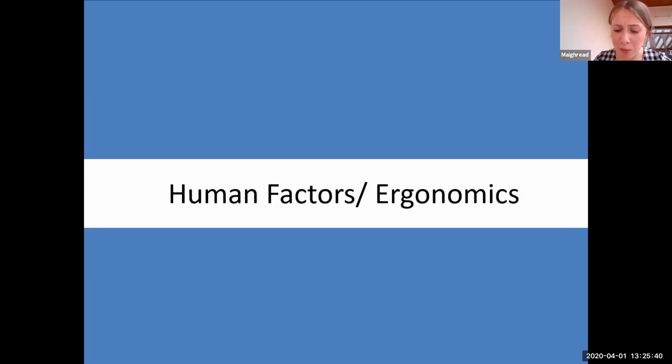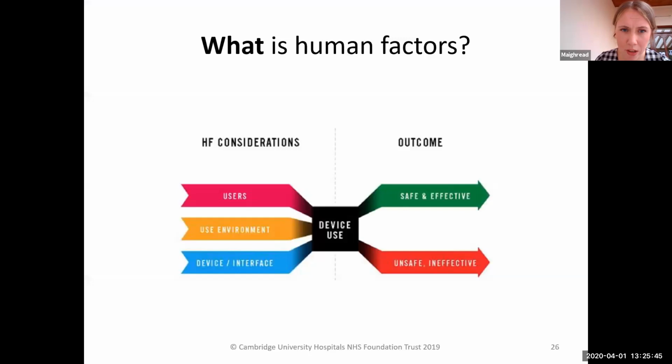Okay, so I'm now going to talk a little bit on human factors and how that comes to play in our work. So what is human factors? It's quite simply where you consider who your user is, where your device is going to be used, and how that user is going to interface with your device. And you consider all of those aspects in your design, and you in some way incorporate that information into what you design. And that can then improve the safety and the effectiveness of the design that you come out with.